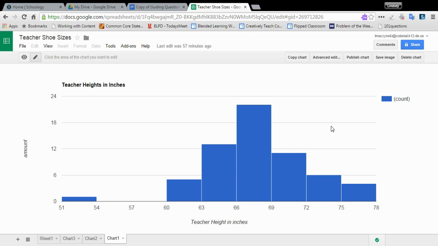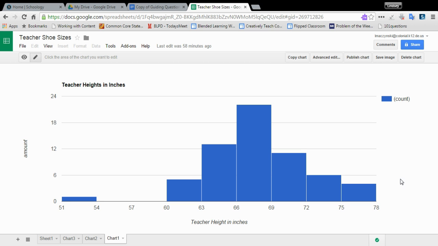Okay, I wanted to make a screencast to show you a very easy way to do your analysis. So this is a histogram that I created from the teacher height data. This was in one of the other videos, so this should be familiar to you if you've watched that video. But as you can tell, this is my histogram.